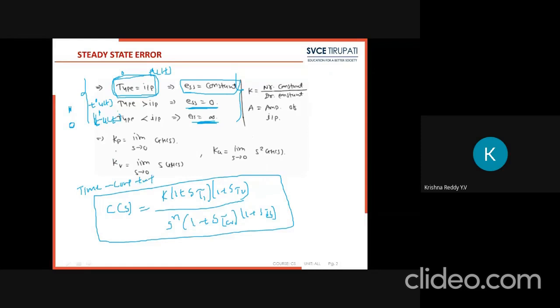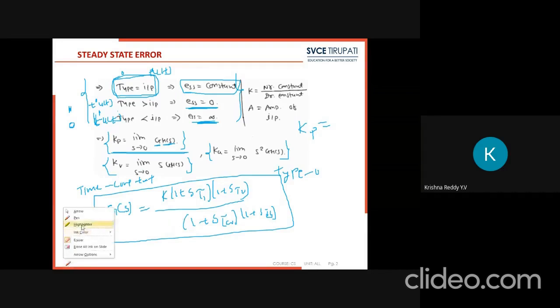Now, in order to calculate these constants Kp, Kv and Ka, these are the static error constants. Kp is nothing but limit s tends to 0, G into H of s, where G of s is equal to this one. First of all, I consider a type 0 system. Type 0 system means there are no poles at the origin, so s power n, where n is 0, means s power 0, which is 1.